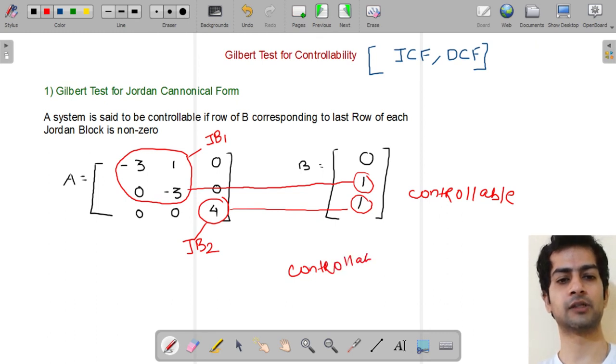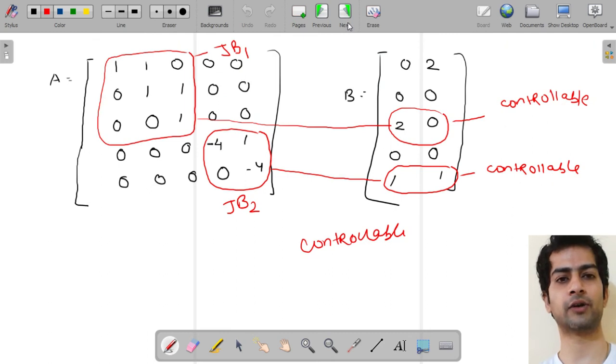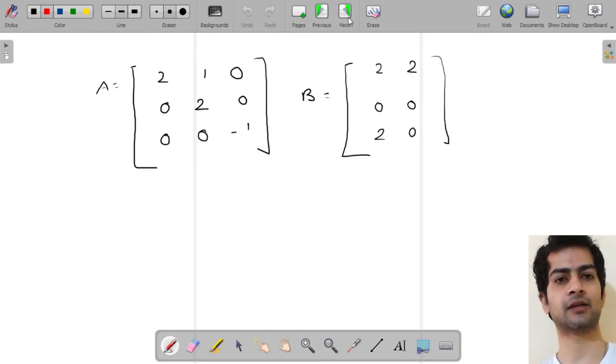So I hope now it is clear to you. Very easy. You can see how easily we can solve it by just looking at matrices A and B. We can give our answer, and that too for big matrices.